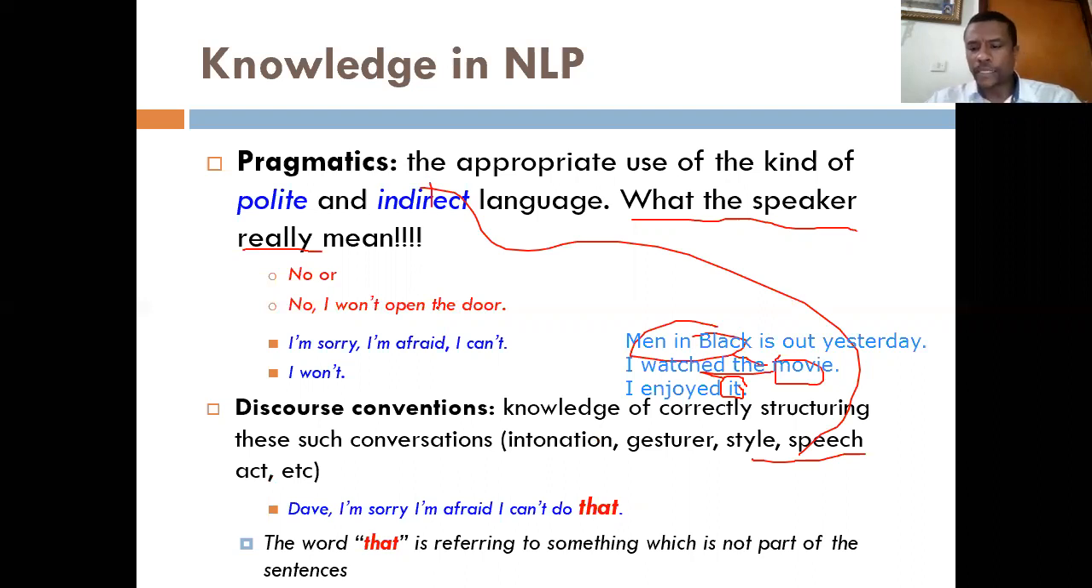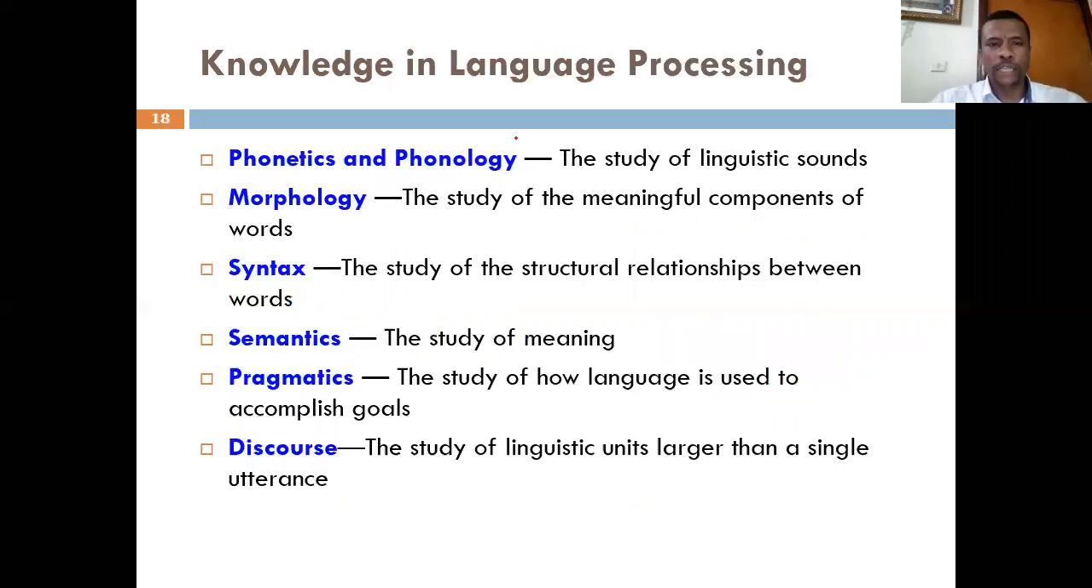Now, the next thing we have here is the knowledge of a language that you need to do computational linguistics. As we said, phonetics and phonology are concerned with the study of linguistic sounds. Morphology is concerned with the study of the meaningful components of words. Mind you, a word has its components.